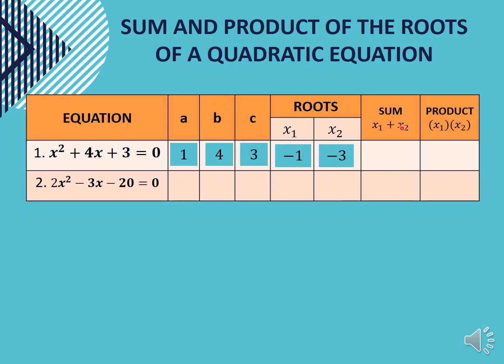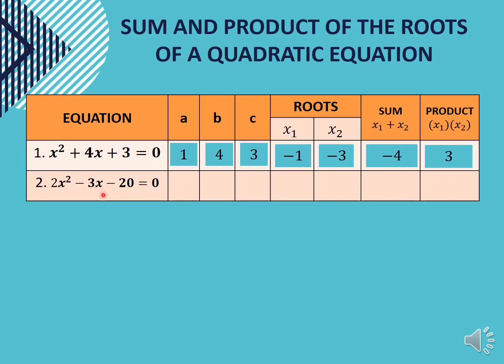Now, how will we get the sum? Ang sum po ng roots, when we say sum of the roots, pag-a-addin natin si x sub 1 at si x sub 2, kaya nga siya sum. Now, x sub 1 plus x sub 2, negative 1 plus negative 3, that is very good. That is negative 4. And for the product, kukunin naman natin ang product ng x sub 1 and x sub 2. Meaning to say, pagtatimesen natin ang dalawang roots. Negative 1 times negative 3, that is very good. That is positive 3.